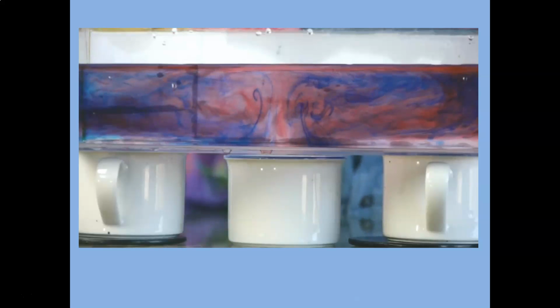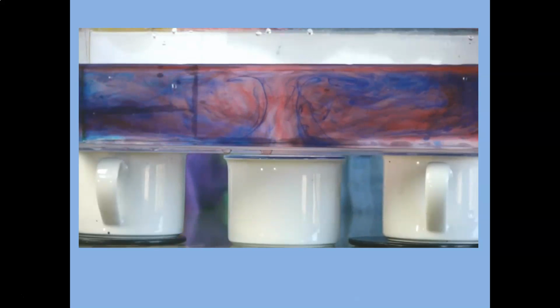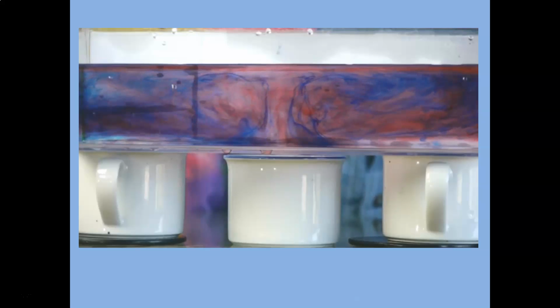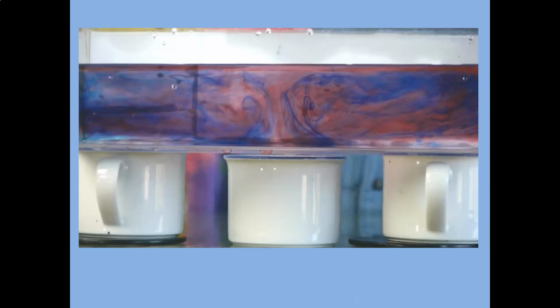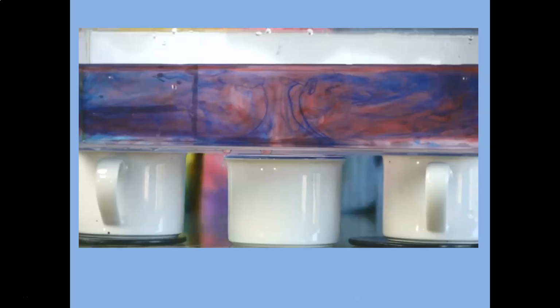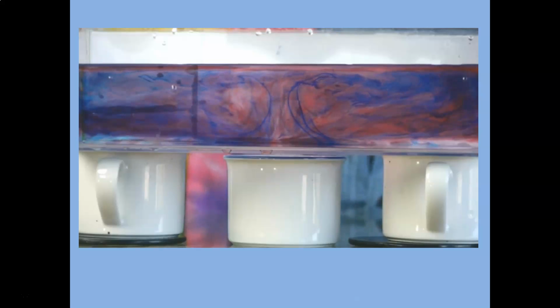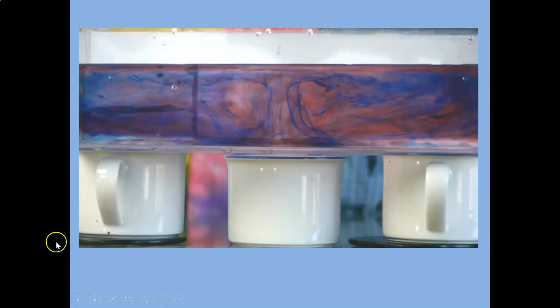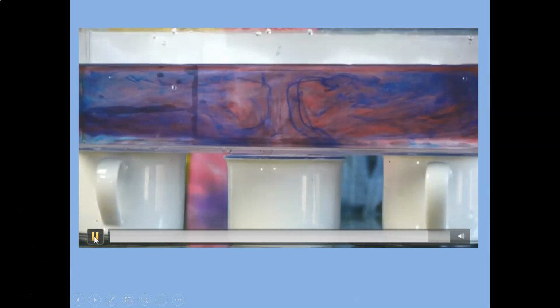Understanding convection currents will help you get a grip on weather systems and the movement of Earth's continents over the eons, and even the workings of a lava lamp. If you want to try this for yourself, click on this link for all the directions you'll need. Thanks for watching.